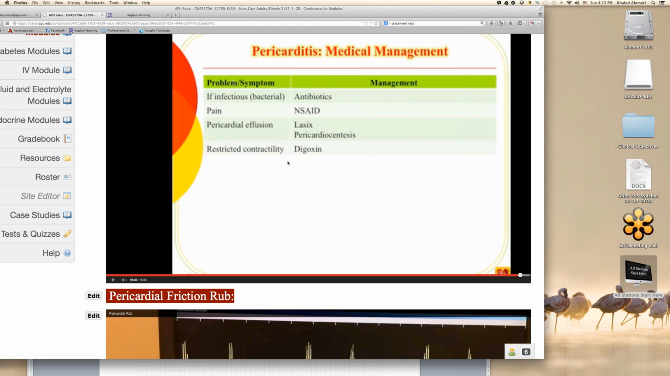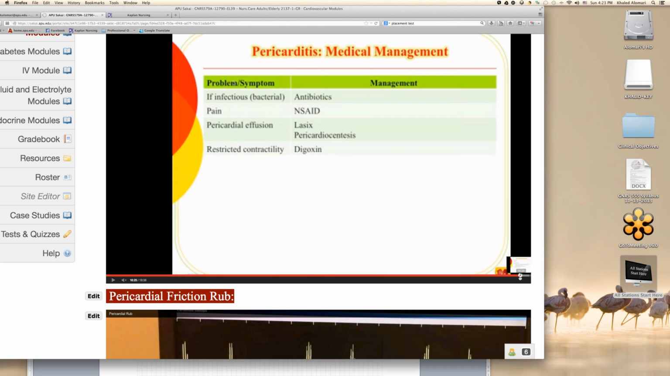If the patient's blood pressure allows, we sometimes give Lasix just to decrease the venous return and decrease the JVD. But if the patient's blood pressure is low as a result of low cardiac output, you want to be careful with Lasix. As far as pain, position and NSAIDs should take care of that. If the infection is bacterial, we have to give antibiotics. Temporary treatment for the restricted contractility is digoxin.